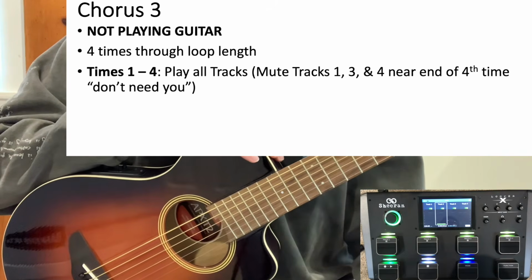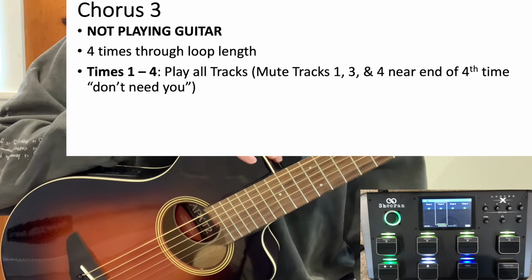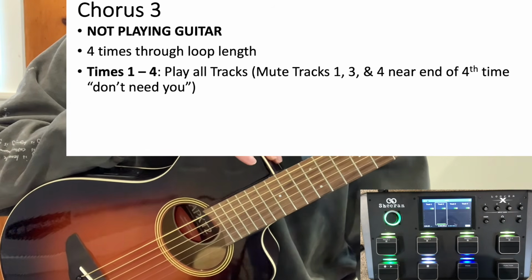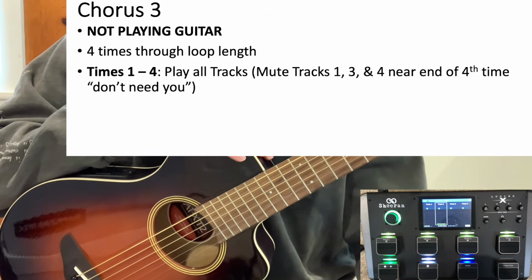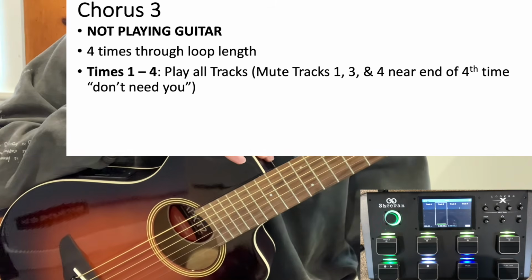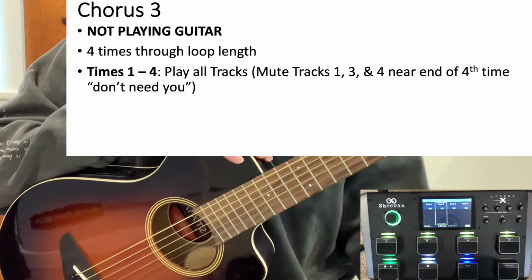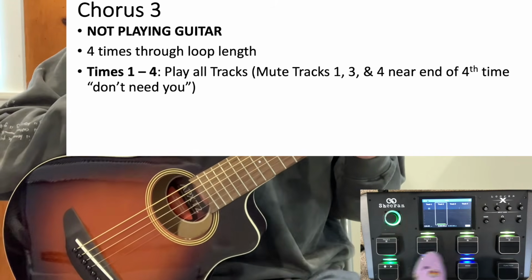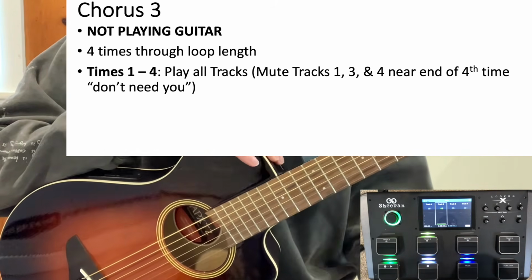Alright, so now we're into chorus 3, and again, there's no guitar playing. For chorus 3, you're going through your loop length 4 times in total, and all 4 times, you're having all 4 of your tracks play out. The only thing is, as you're nearing the end of the 4th time through your loop length, around the time Ed sings the words "Don't Need You" for the last time, you would mute tracks 1, and then 3, and then 4, to then transition into verse number 4.